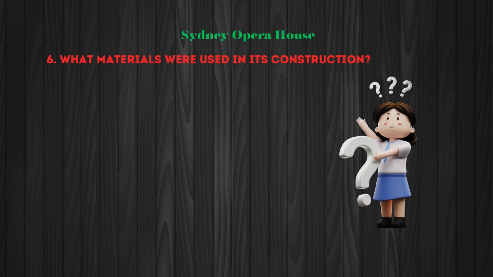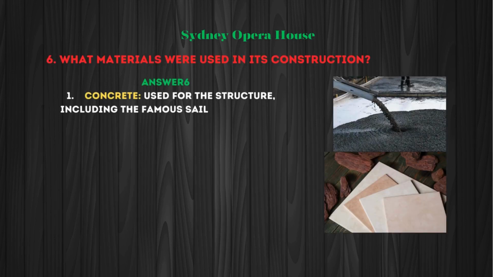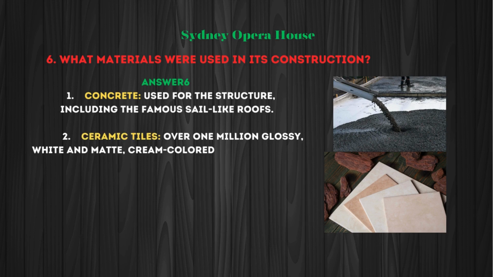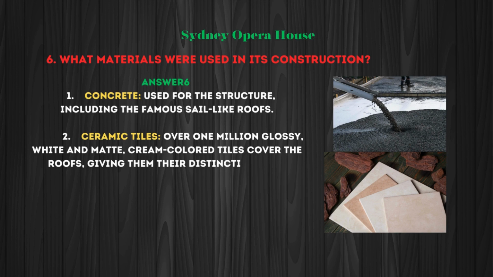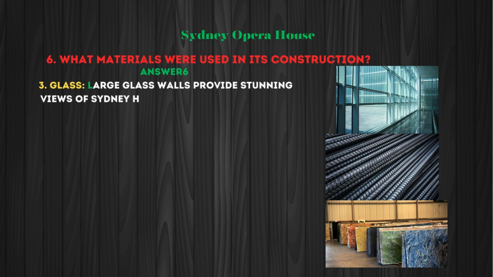What materials were used in its construction? Concrete, used for the structure, including the famous sail-like roofs. Ceramic tiles, over 1 million glossy, white, and matte. Cream-colored tiles cover the roofs, giving them their distinctive look. Glass. Large glass walls provide stunning views of Sydney Harbour and allow natural light into the building.